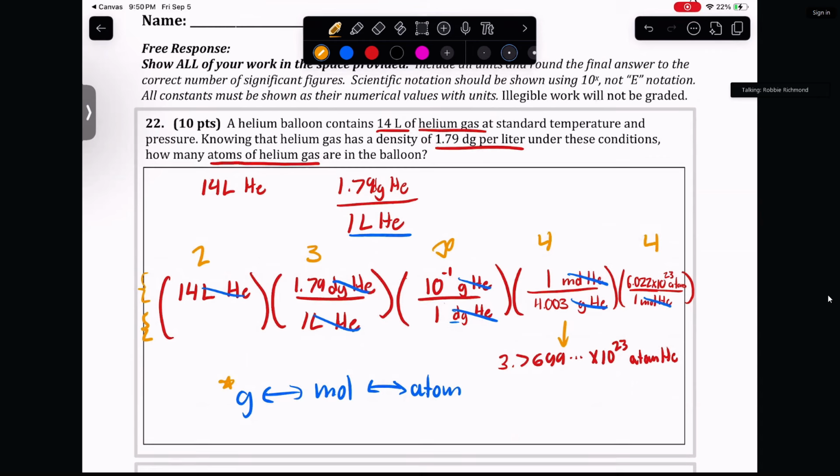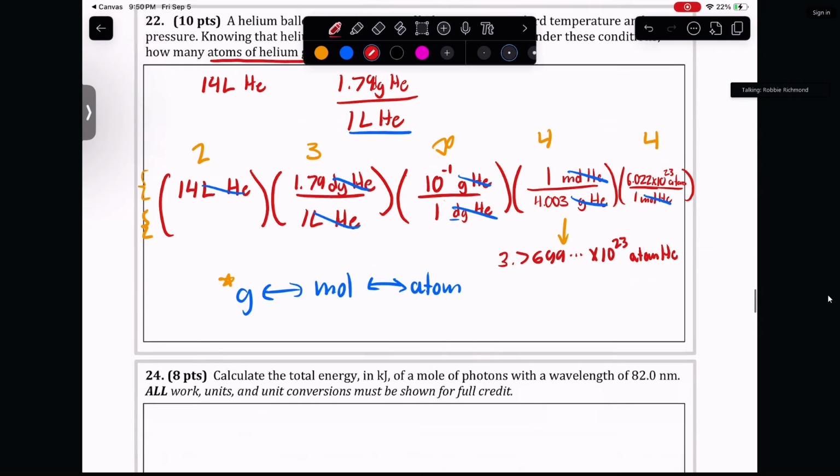So the multiplication division rule states that whatever number is the lowest sig figs in the series of multiplication and division, that is going to be what we round our answer to. And since I see 2, that's the lowest number, I'm going to round my answer to 3.8 times 10 to the 23rd. This is important. Atoms of helium.